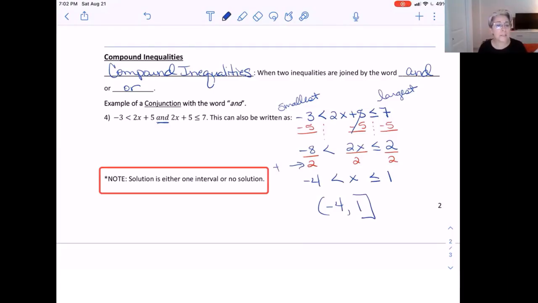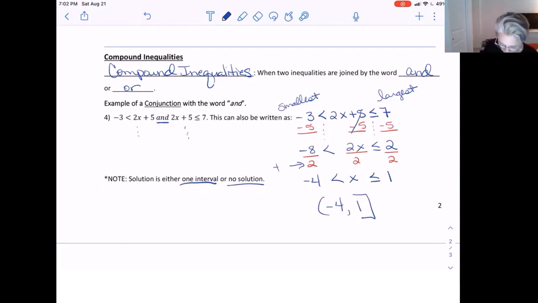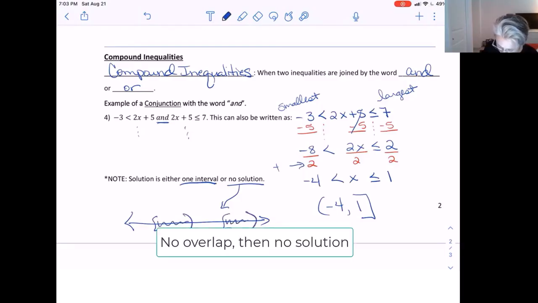Note, the solution when you have a conjunction, when you have an "and", is either one interval, which is what we got, between -4 and 1, or no solution. In other words, if you were to work these separately and graph, let's say from here to here, and then you ended up with one from here to here, if there's no overlap, then no solution, okay? When you have the word "and", it has to satisfy both at the same time. That's why we only have one interval or no solution.